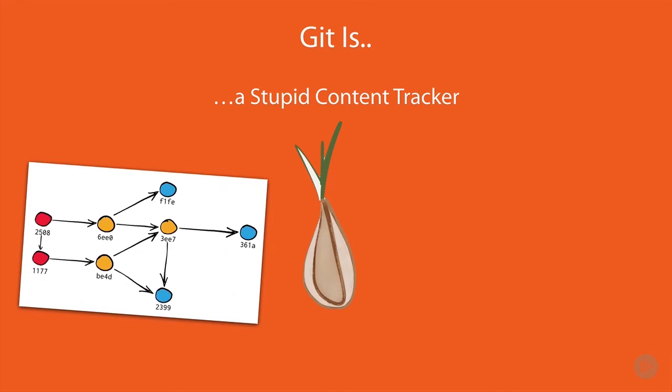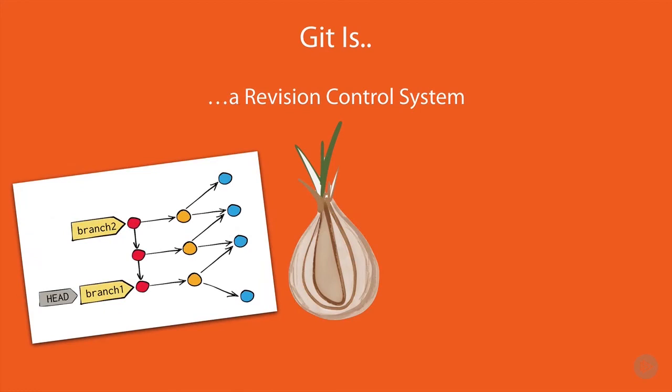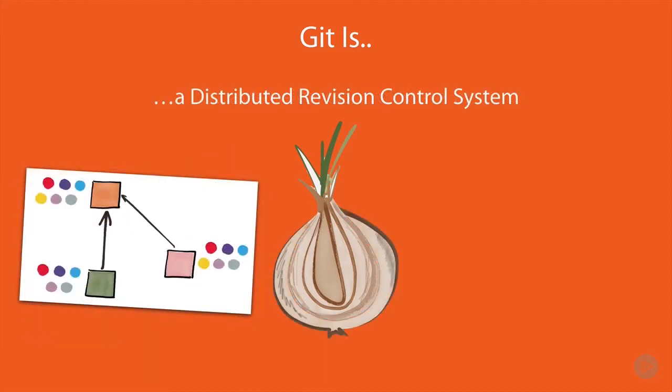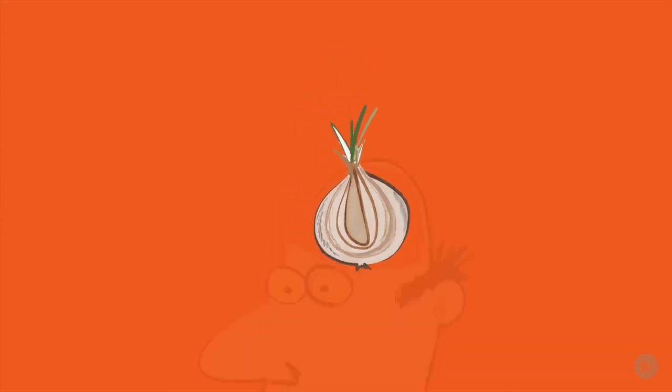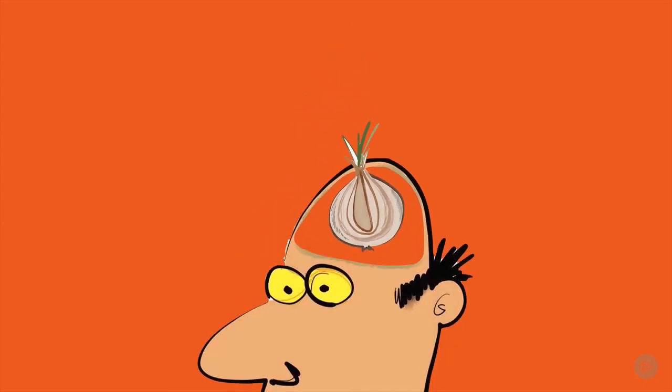From there, we moved on to the revision control features of Git. We talked about branches and merges and rebases. And finally, we looked at the distribution-related features of Git that are probably the main reason why you use Git in the first place. And there it is, the whole onion. We wrapped our heads around the entire thing. This is all you need to start exploring Git on your own.